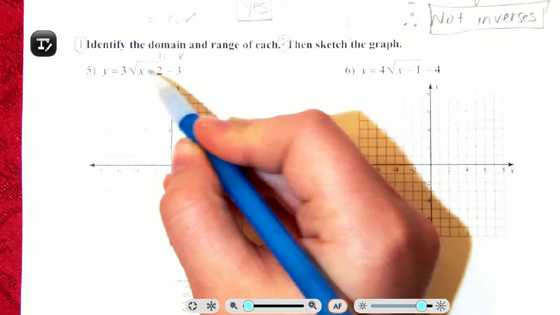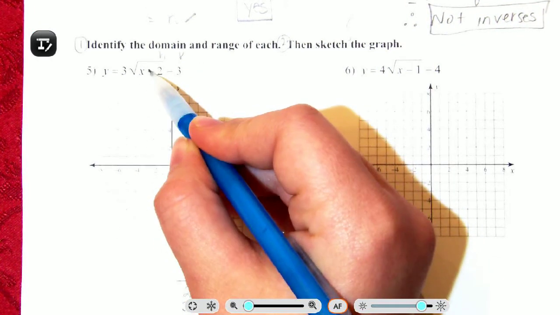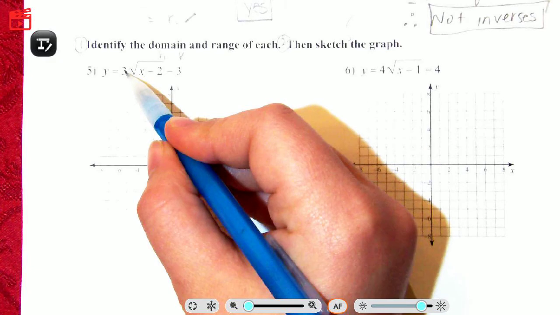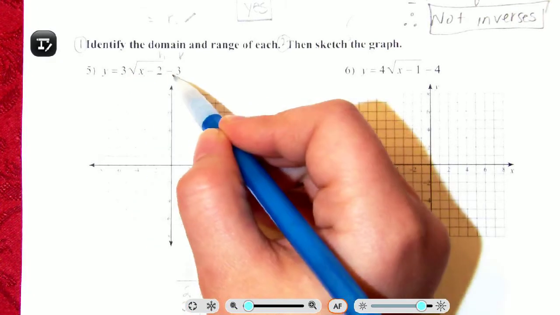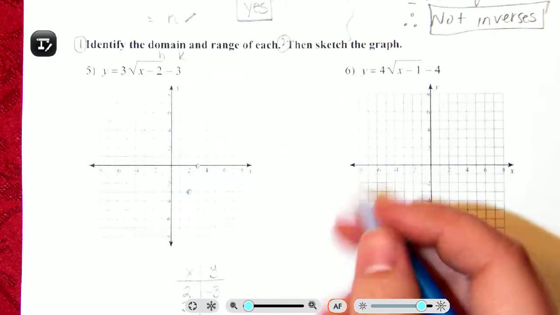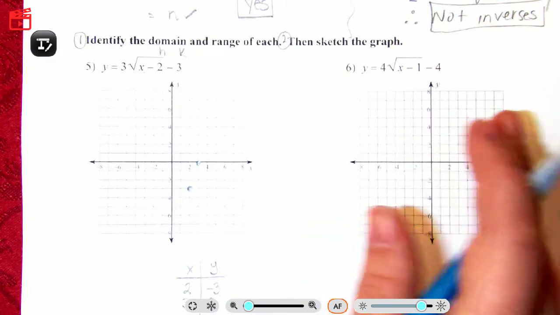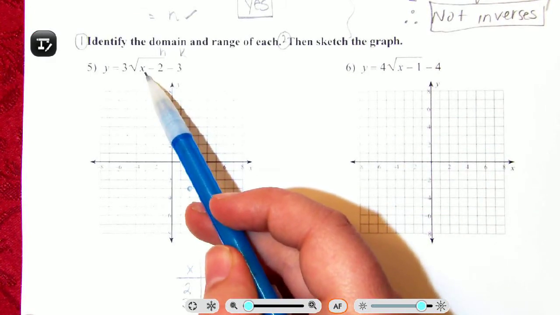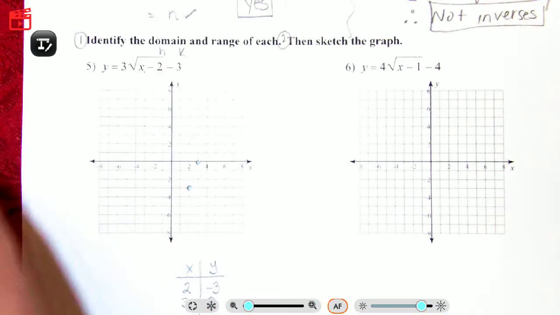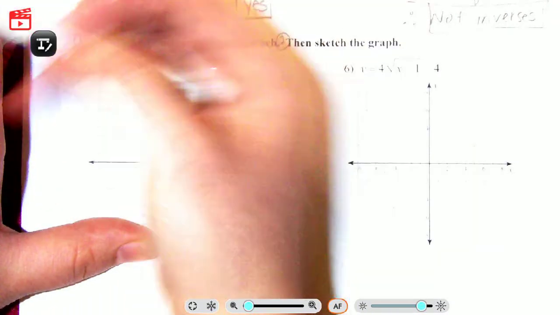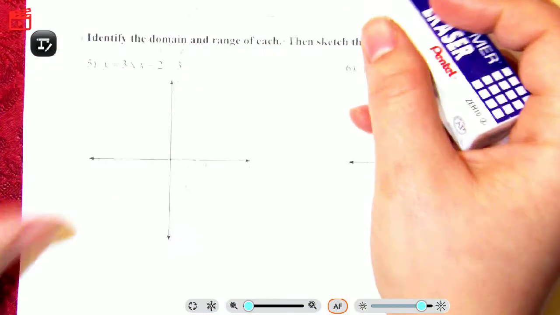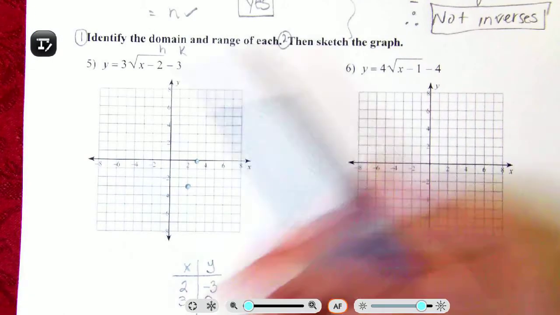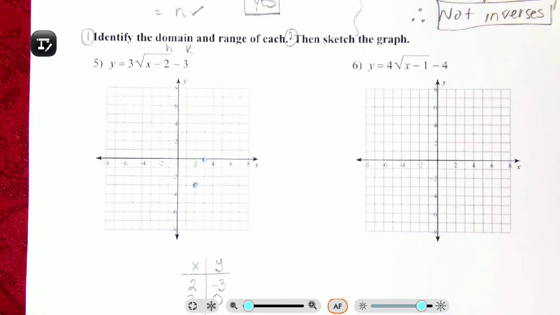3 minus 2 is 1. The square root of 1 is 1. 1 times 3 is 3. 3 minus 3 is 0. Okay, that verifies. Now, if I plug in 4 here, 4 minus 2 is 2. The square root of 2 is, I have no idea what that is, and I don't want to know. So I need to make sure that what I have underneath here, underneath my radical, is a pretty number. So pretty numbers are 1. I know that 4 is another pretty number.